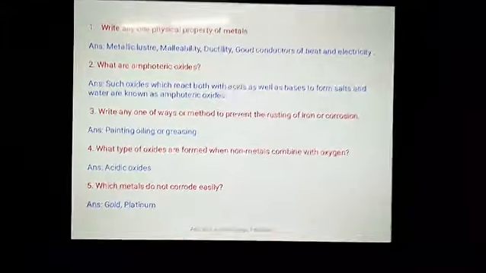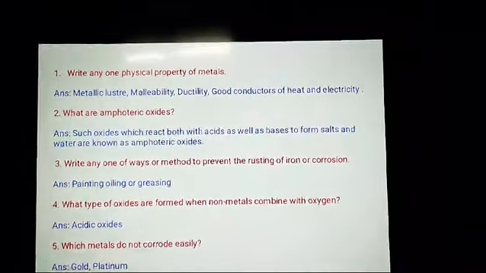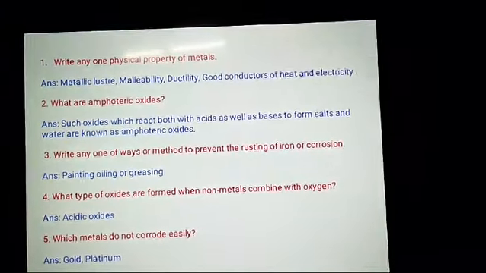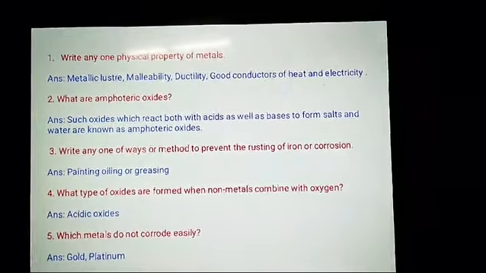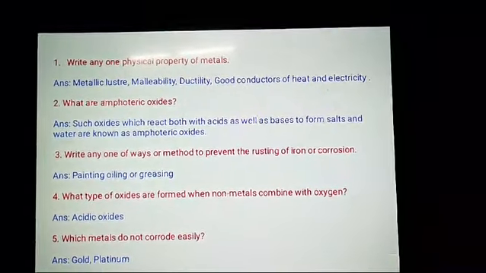So based on this, we are going through some questions. The first question is, write any one physical property of metals. As we know, metallic luster means shiny. Metals are very shiny. Malleability, ductility, and good conductors of heat and electricity. Anyone you can write. I am giving all the properties of the metals.